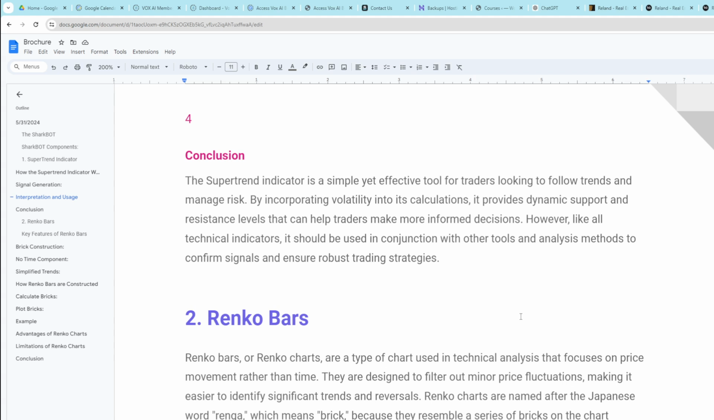Conclusion: The Super Trend indicator is a simple yet effective tool for traders looking to follow trends and manage risk. By incorporating volatility into its calculations, it provides dynamic support and resistance levels that can help traders make more informed decisions. However, like all technical indicators, it should be used in conjunction with other tools and analysis methods to confirm signals and ensure robust trading strategies.